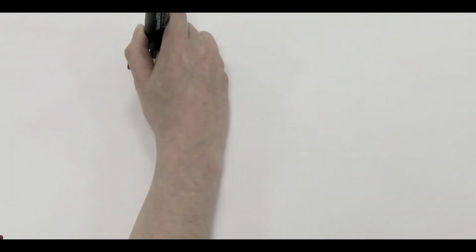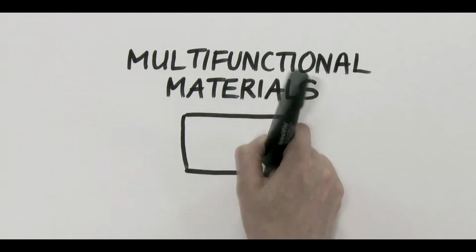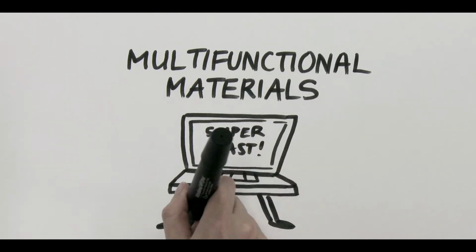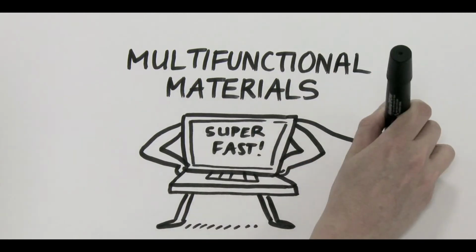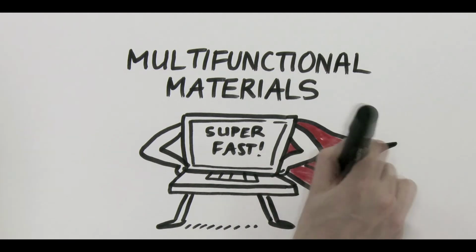Ultimately, we hope to design new multifunctional materials which have both ferroelectric and ferromagnetic properties. These materials will form the next generation of lead-free devices which operate faster and more efficiently, at the same time as consuming less power and offering lower costs.